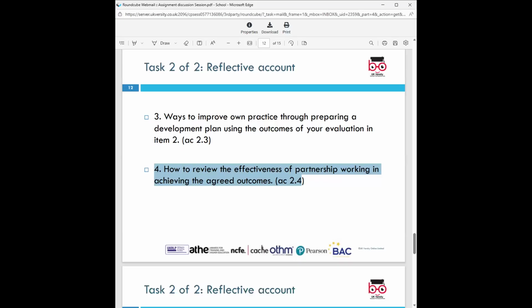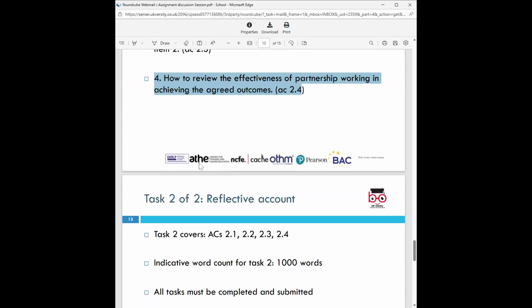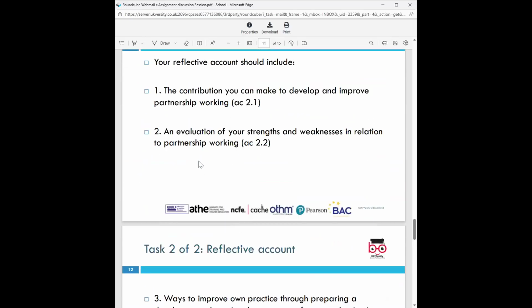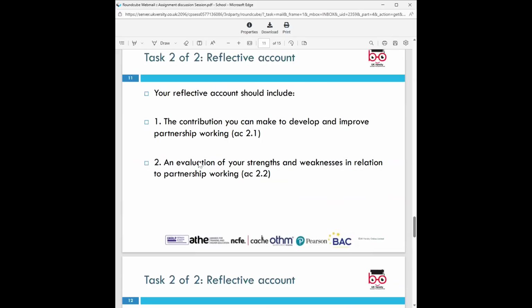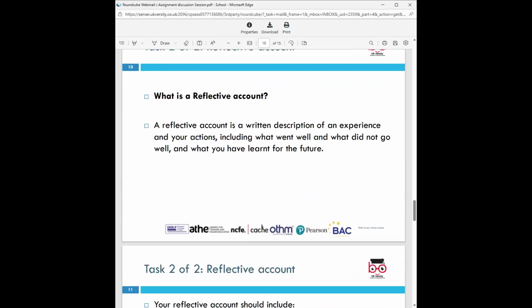Okay, that's learning outcome 4. Learning outcome 2. So on all of this, under the reflective accounts, I have to base my answers on my own. Yes, on your own reflection. Look, a reflective account is a written description of any experience, your actions, what went well and what you have learned.